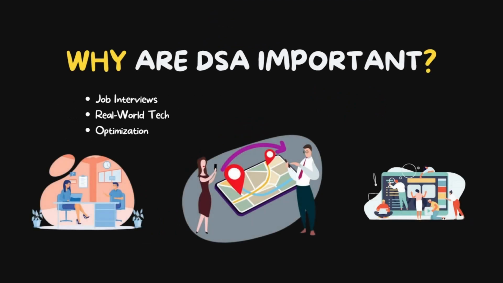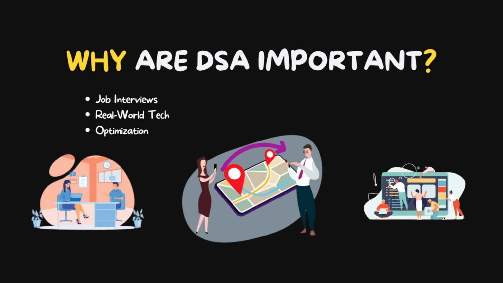Now, why is DSA important? The answer lies in its application. First, DSA is a key focus in job interviews. Recruiters often test your understanding of data structures and algorithms because it shows how well you can solve problems under pressure. Second, DSA plays a critical role in real-world applications. Think of tech giants like Google or Amazon. They use complex algorithms to make their services faster and smarter. Finally, DSA helps optimize your code, making it faster and more efficient. For example, the difference between a good algorithm and a great algorithm can mean saving hours of processing time on large data sets.